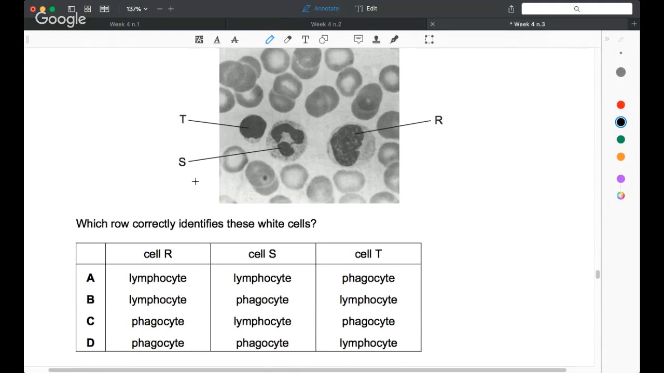Oh yeah, okay, D. Why is it D? Because you can clearly see the lobed nucleus of S, and then R, I think it's a monocyte, and then T is the large nucleus for the lymphocyte. Okay, so you've got S and T, right? But oh, awesome. R, you think R is a monocyte? Yeah. And is a monocyte a lymphocyte or a phagocyte? It's a phagocyte. Yeah. Good, so that would be D then, right?